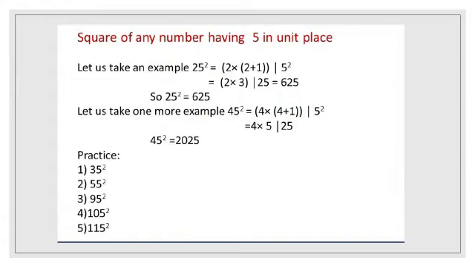Similarly, see another example, 45 squared. Here we have to do 4 into (4 plus 1) and make 5 squared separately. 4 into (4 plus 1) equals 4 into 5 equals 20, and we can write down 25 in the tens and unit places. It is thus 45 squared equals 2025. Practice 35 squared, 55 squared, 95 squared, 105 squared, 115 squared. Learn how to take an answer from a question.